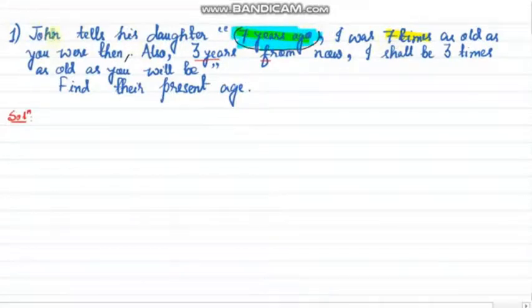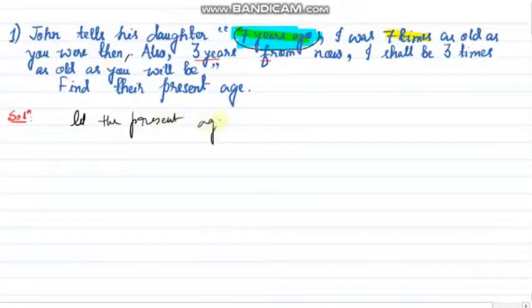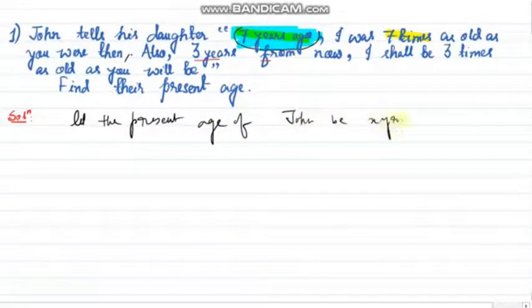So the first problem tells us that John tells his daughter, 7 years ago I was 7 times as old as you were then. I am not going to read the full question. One time I am going to read the full question, but when I solve I am just going to read the one line and form the equation. So first, let the present age of John be x years and the daughter be y years.